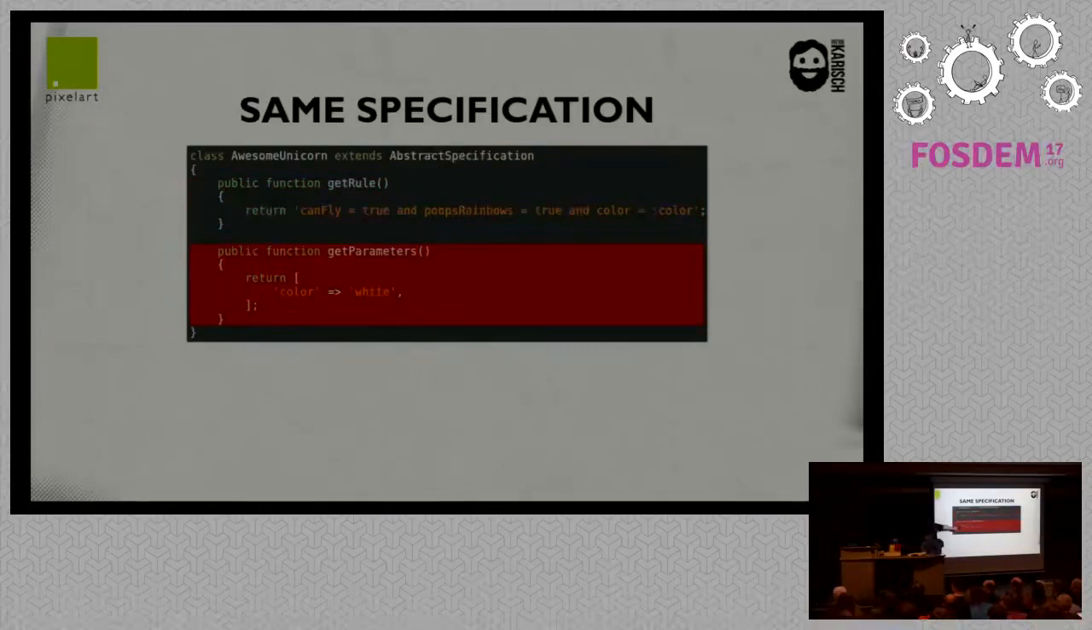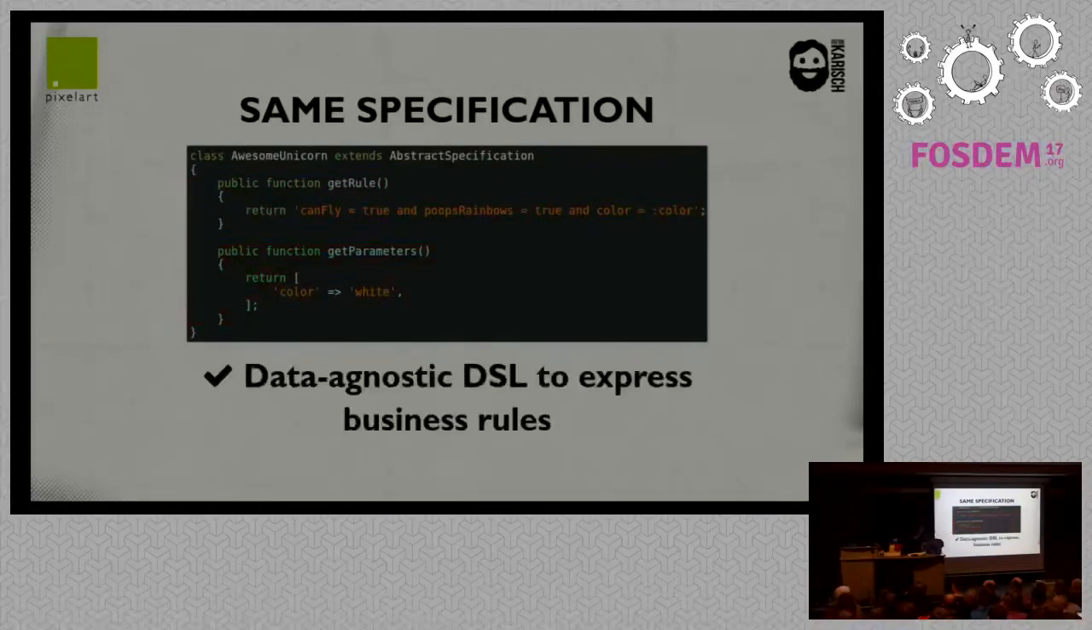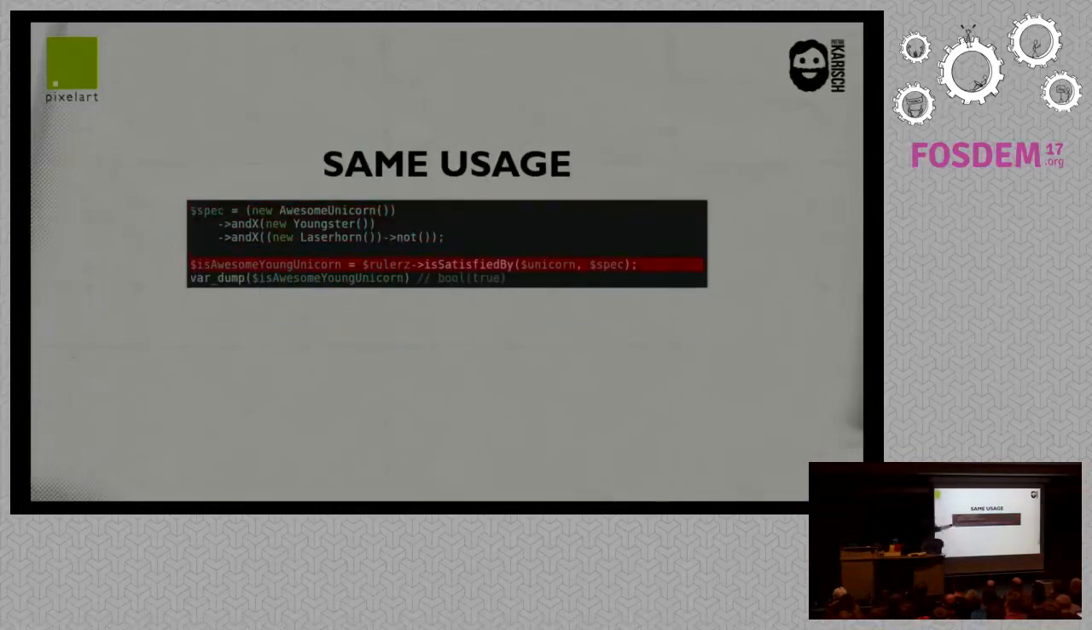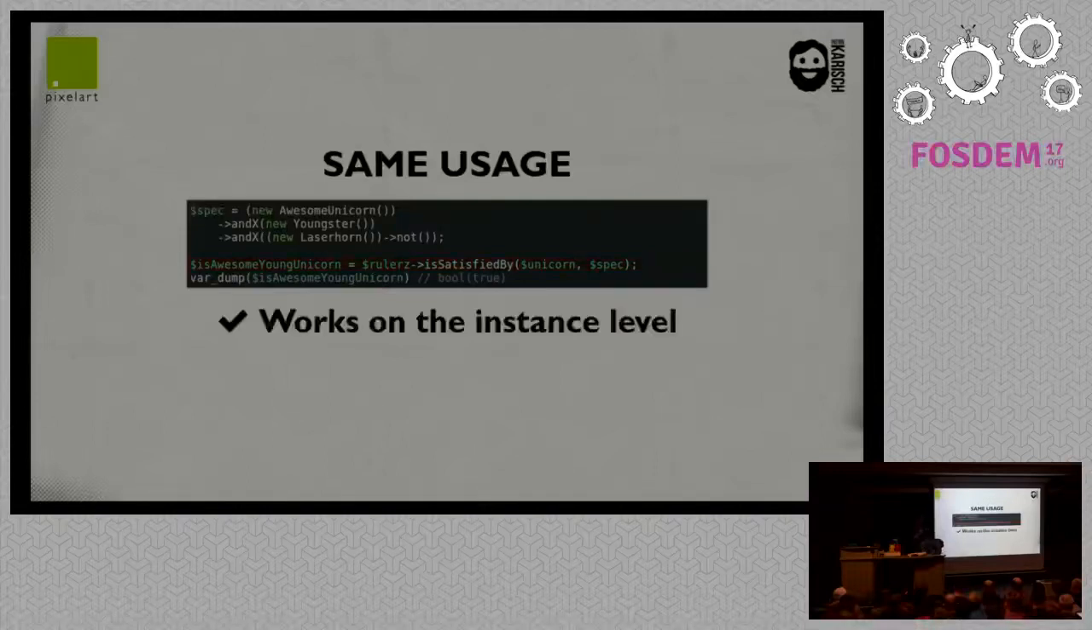Same rule, same parameters, color white. And this, as I said, is the data agnostic DSL to express our business rule. For every business rule you want to use, you create one specification class, write the rule, write parameters. Of course, this can be an internal property supplied by the constructor, no problem. It's the same usage. We create a new awesome unicorn instance and combine it with a youngster and with a laser horn knot. But now we ask Rulers, is the unicorn instance satisfied by this specification? So is it a young unicorn or not? Rulers tells us. So it works on the instance level.